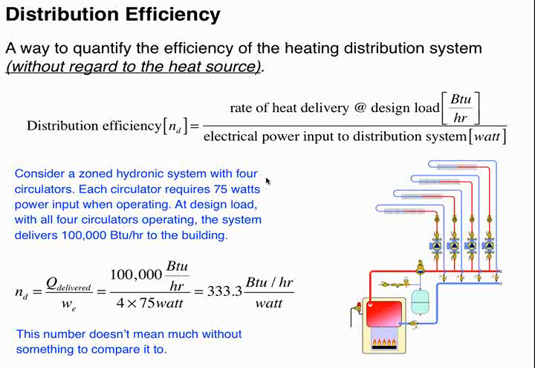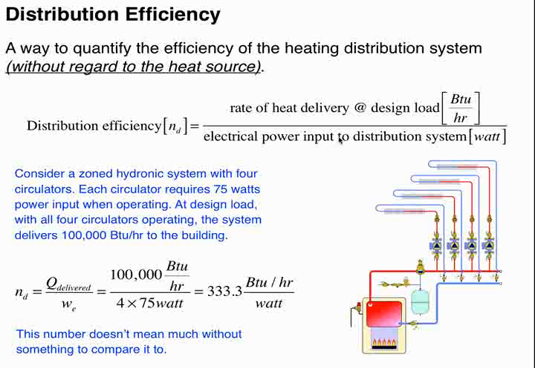So let's define distribution efficiency and run through some quick examples. And then we'll have some time to take some questions. It's real simple. It's the rate of heat delivery by the distribution system, and we'll do that at design load conditions, divided by the electrical power input to operate the distribution system. Now notice there's nothing in here about the heat source. We don't care whether this is a boiler or heat pump or whatever. It's all about the distribution system.